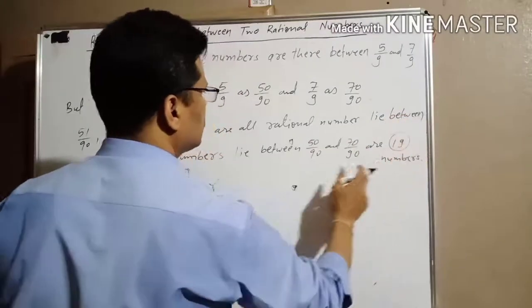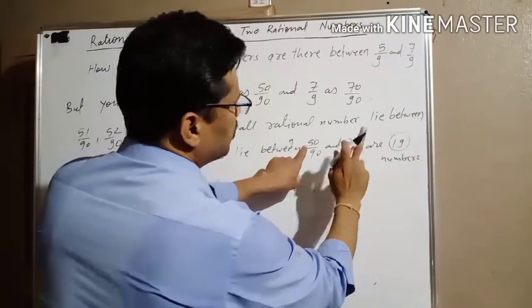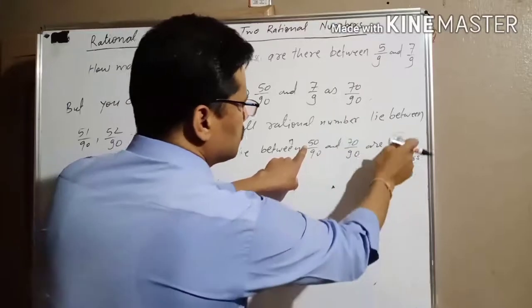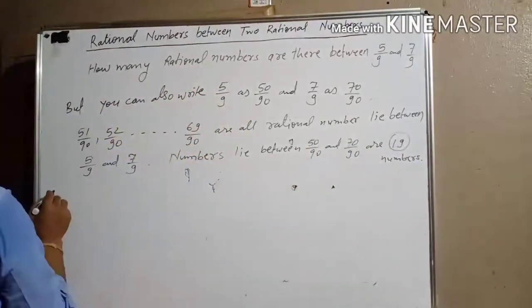How will you get 19 numbers? When you subtract this 50 from 70, you get 20, then less 1. That is the number, 19 numbers. Now, but also you can write.